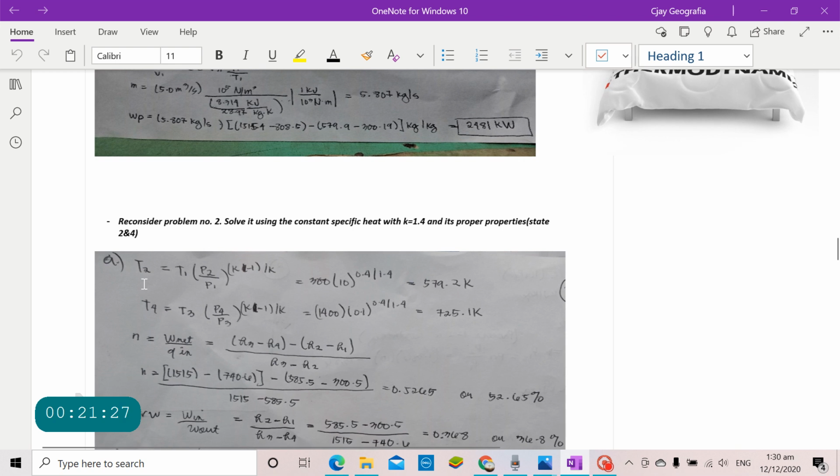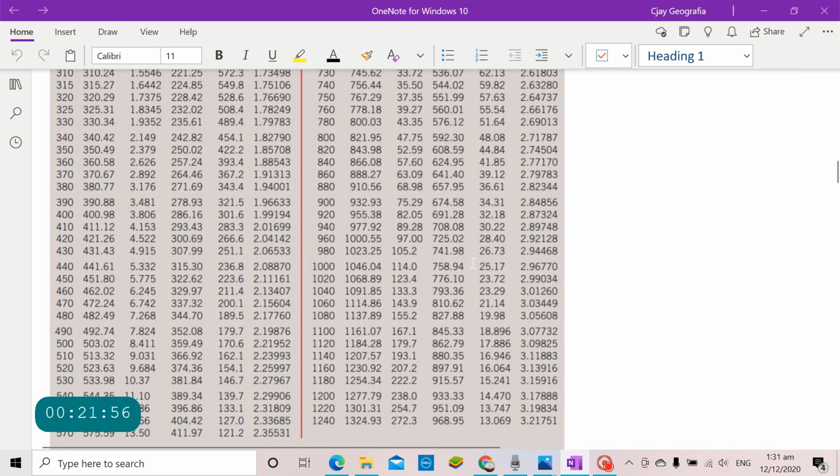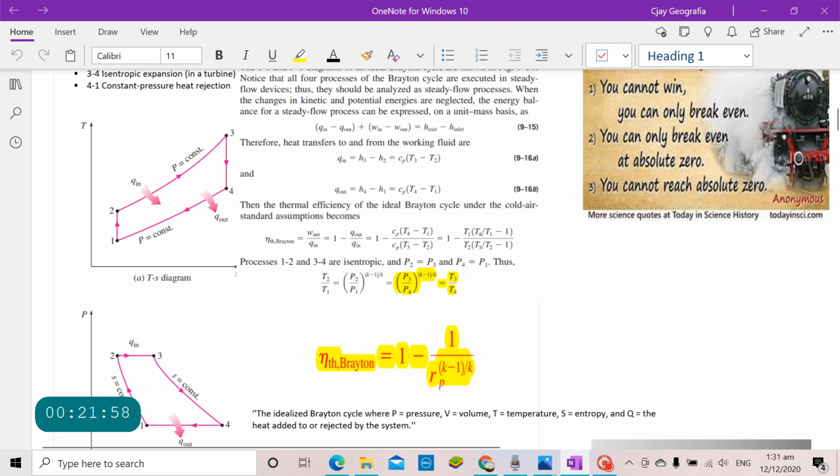Okay, so states 2 and 4, this means that the temperatures at 2 and 4 are the most important in finding the values for temperature, and its H and P. So T2 is equal to T1 times P2 over P1. As you can see, use it like this one, as we discussed earlier. Processes 1 to 2 and 3 to 4 are isentropic for these processes.